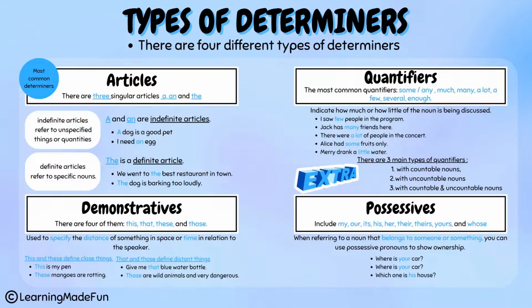So the first type of articles is indefinite articles. And indefinite articles refer to unspecified things or quantities. So it refers to an unspecified noun, and it also doesn't tell us how much of the noun there is. So for example, a and an. Those are two examples of indefinite articles.